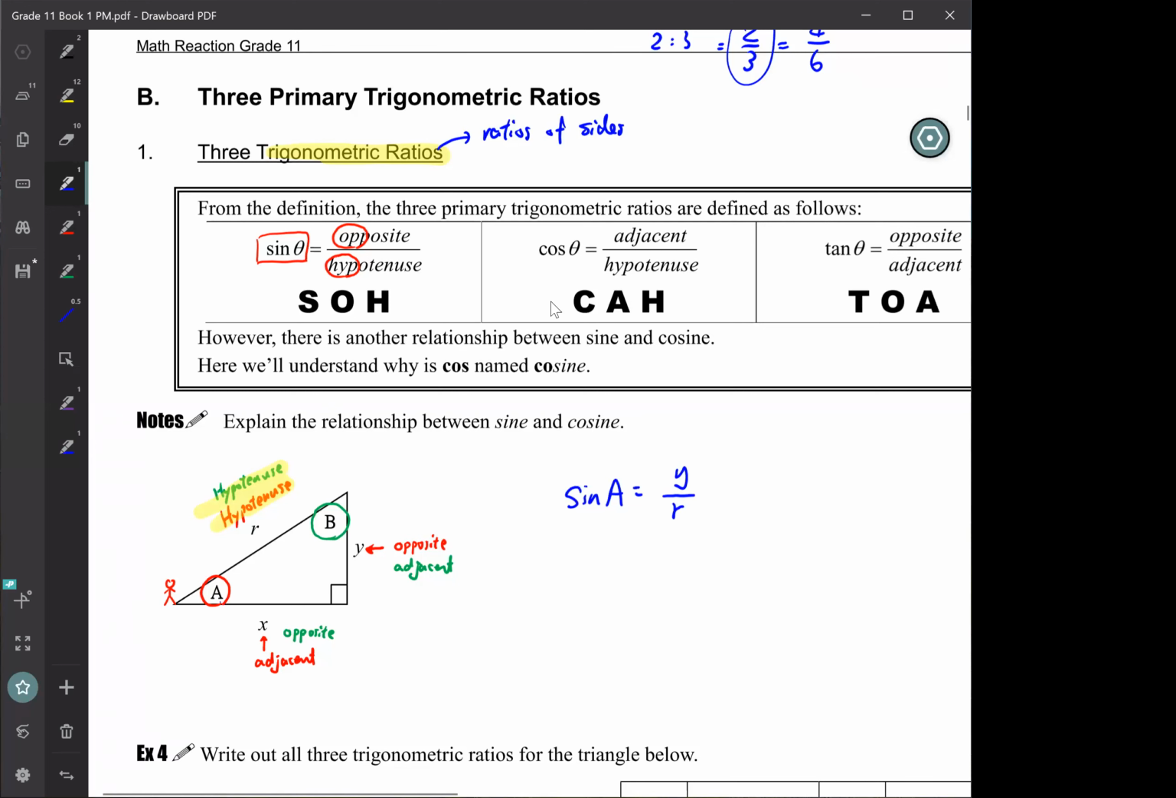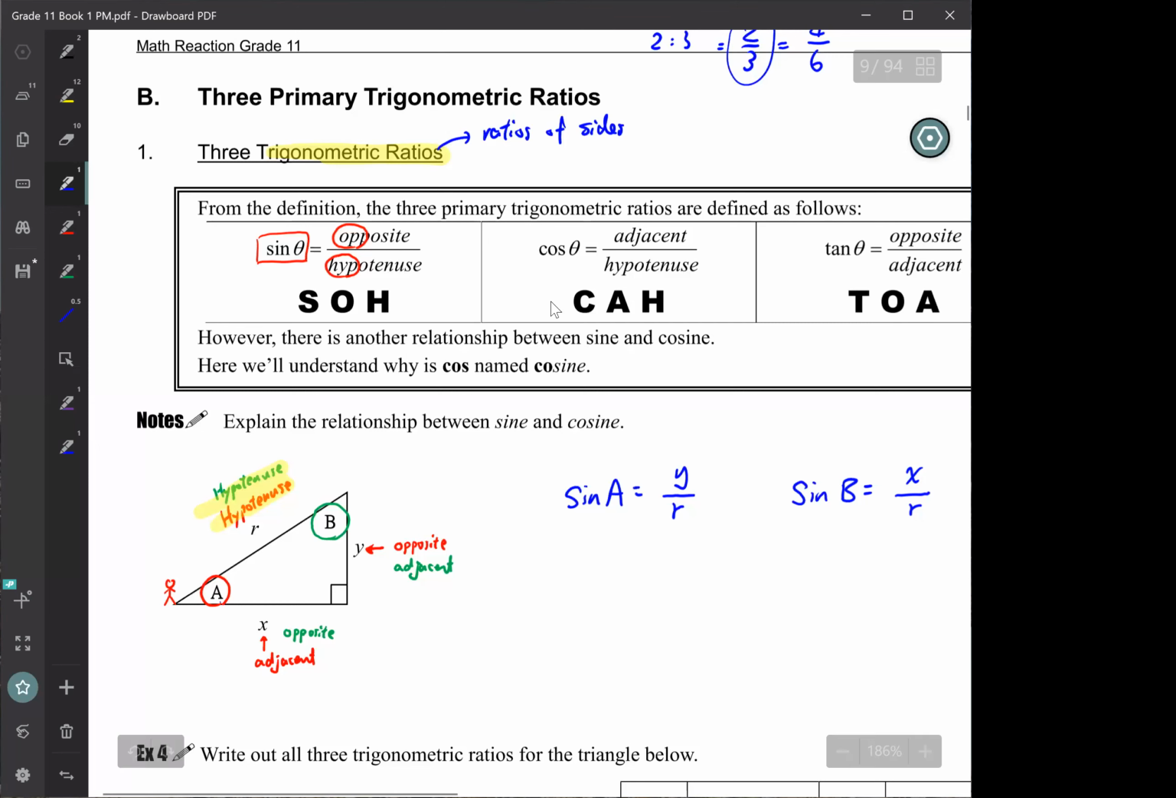Okay? However, if you look from angle B, then the opposite, looking from angle B, will be X. Hypotenuse is still the same, so it will be X over R. Okay, so you can see even though they are both sine, if you are looking from a different angle, then their value is different, right? One is using the Y, one is using the X.